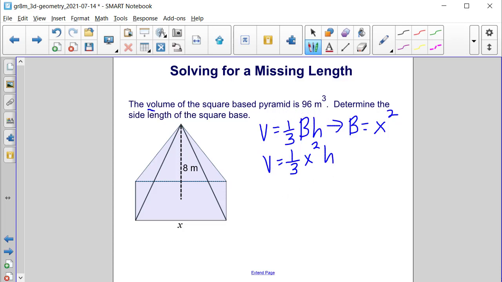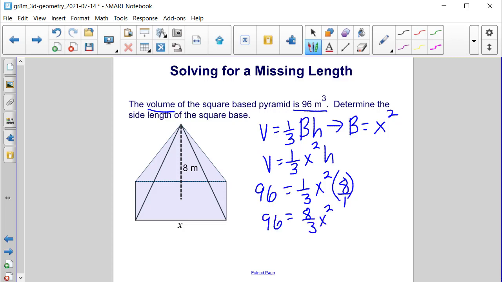Now let's substitute in the values that we know. We know that the volume is 96 cubic meters, so let's substitute 96 in for V. And that's equal to 1/3. We don't know the side length, so x squared remains, but the height is 8. If we put 8 over 1, we can multiply it by the 1/3. And when we do that, we will get 8/3 x squared is equal to 96.